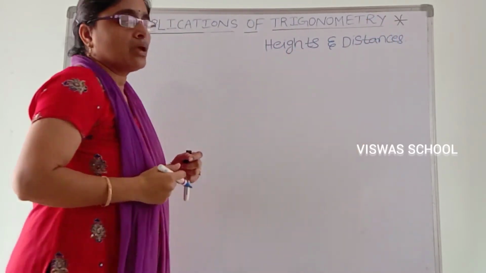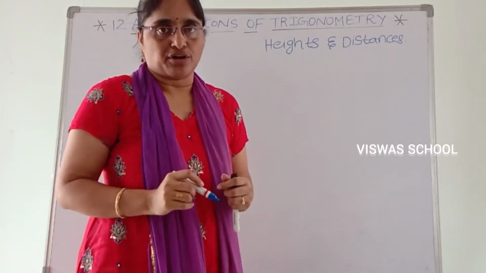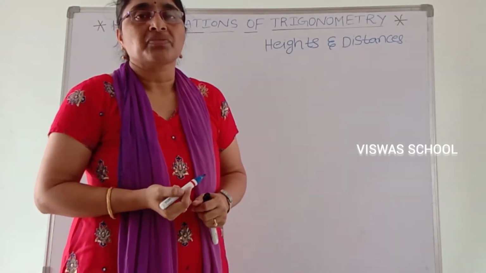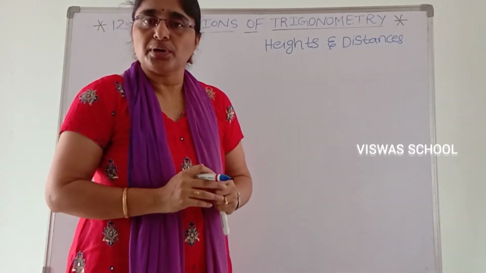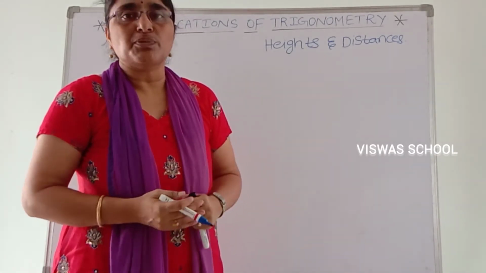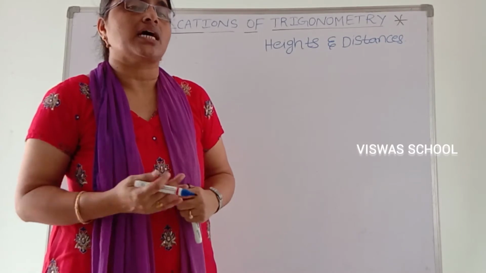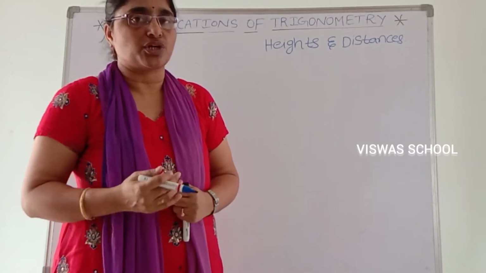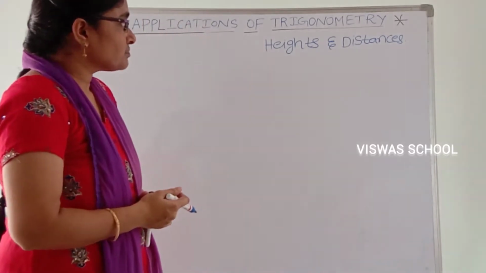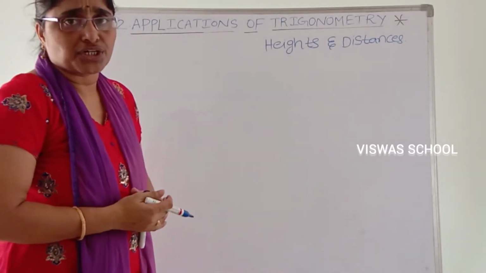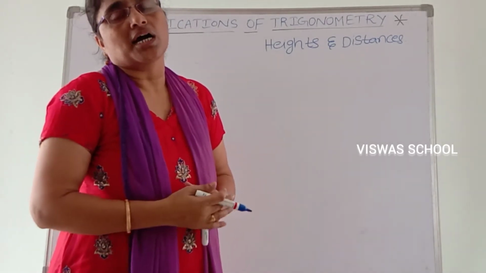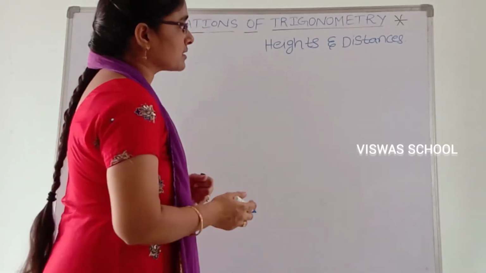That is, if you want to find the height of a mountain or the height of any tall building, or the distance from one place to another place, how can you find it? It's not possible all the time to find heights or distances manually. Then how can you find it? If you have knowledge of trigonometry, it's very easy to find the height of any object. How? Let us discuss here.